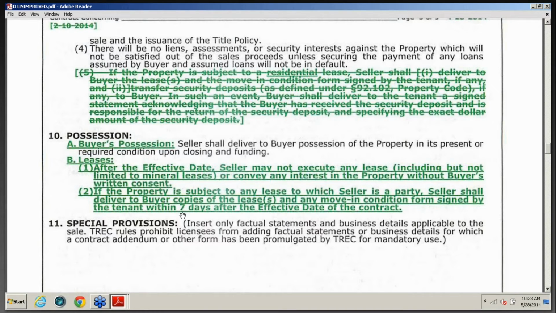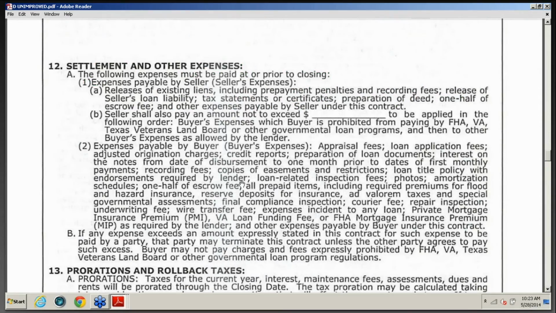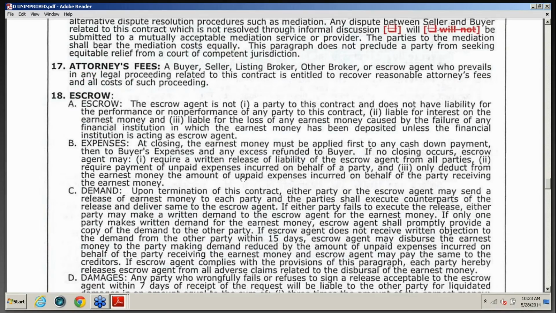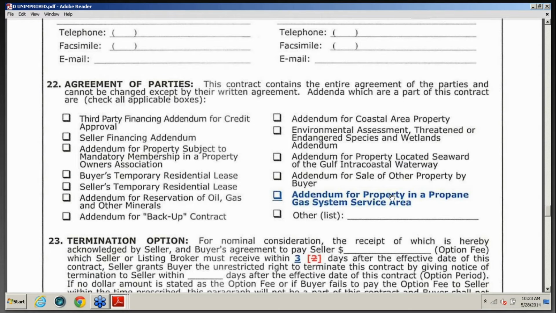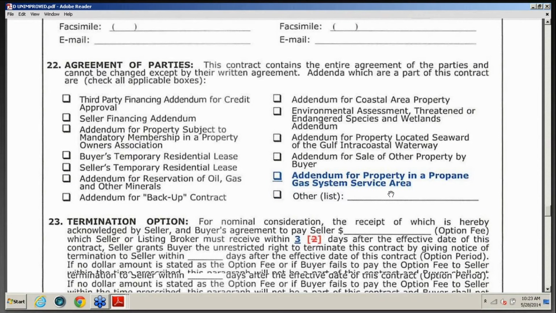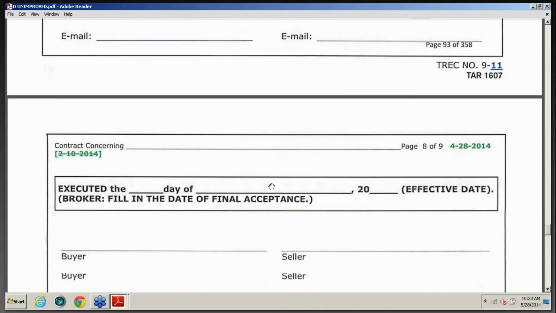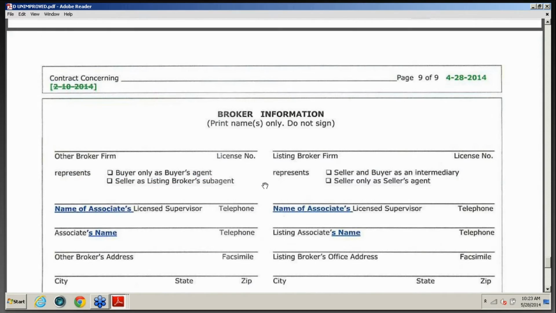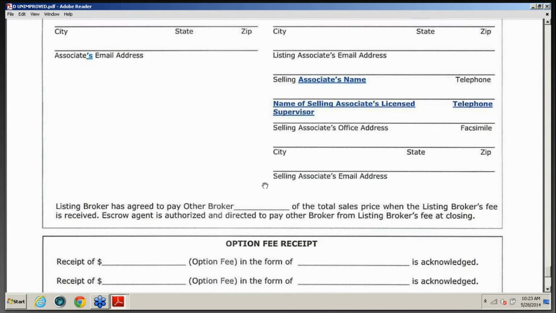Again, listing agents, remember, you only have 7 days after the effective date to get a copy to the buyer of any leases that the seller has, any type of lease at all. And then again, under the notices, you're going to have the addendum for property in a propane gas area. You still have the 3-day option, consult an attorney, and then of course don't sign, you just need to print your name. And that's the only changes for the unimproved. Any questions on that?